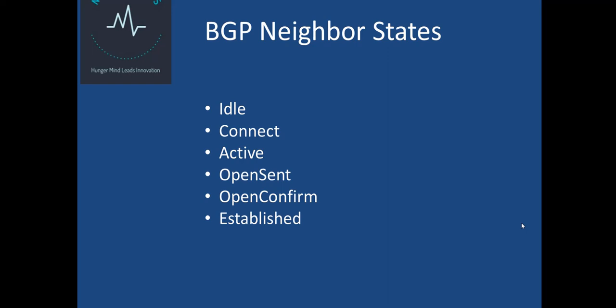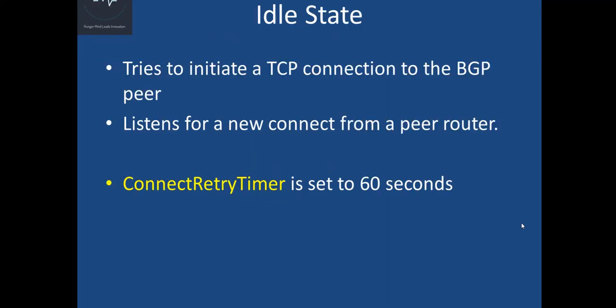Similarly for BGP, the states are idle, connect, active, open sent, open confirm, and established. What are these states? There is nothing big or challenging about them. It is simple to understand, so don't be freaked out about these states. We'll make it simple to understand.